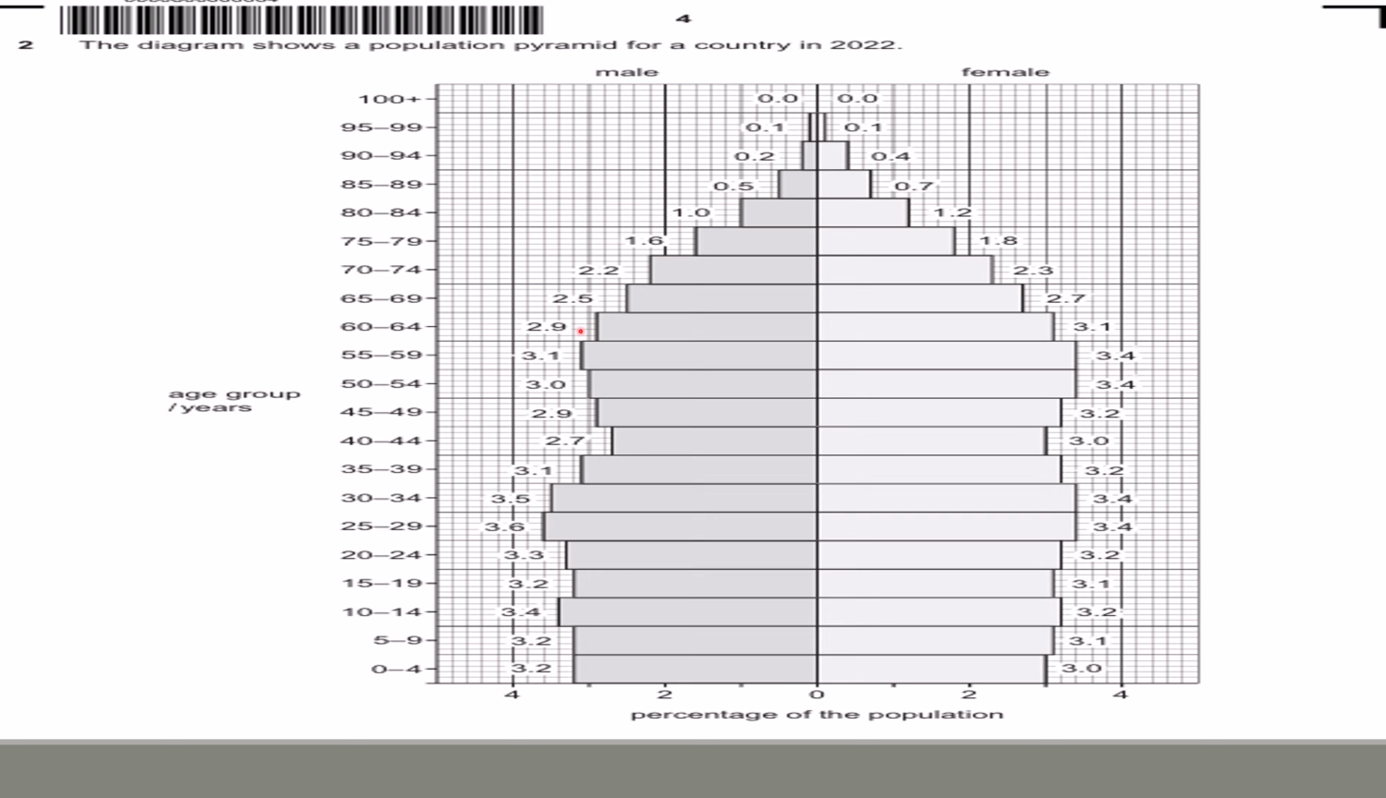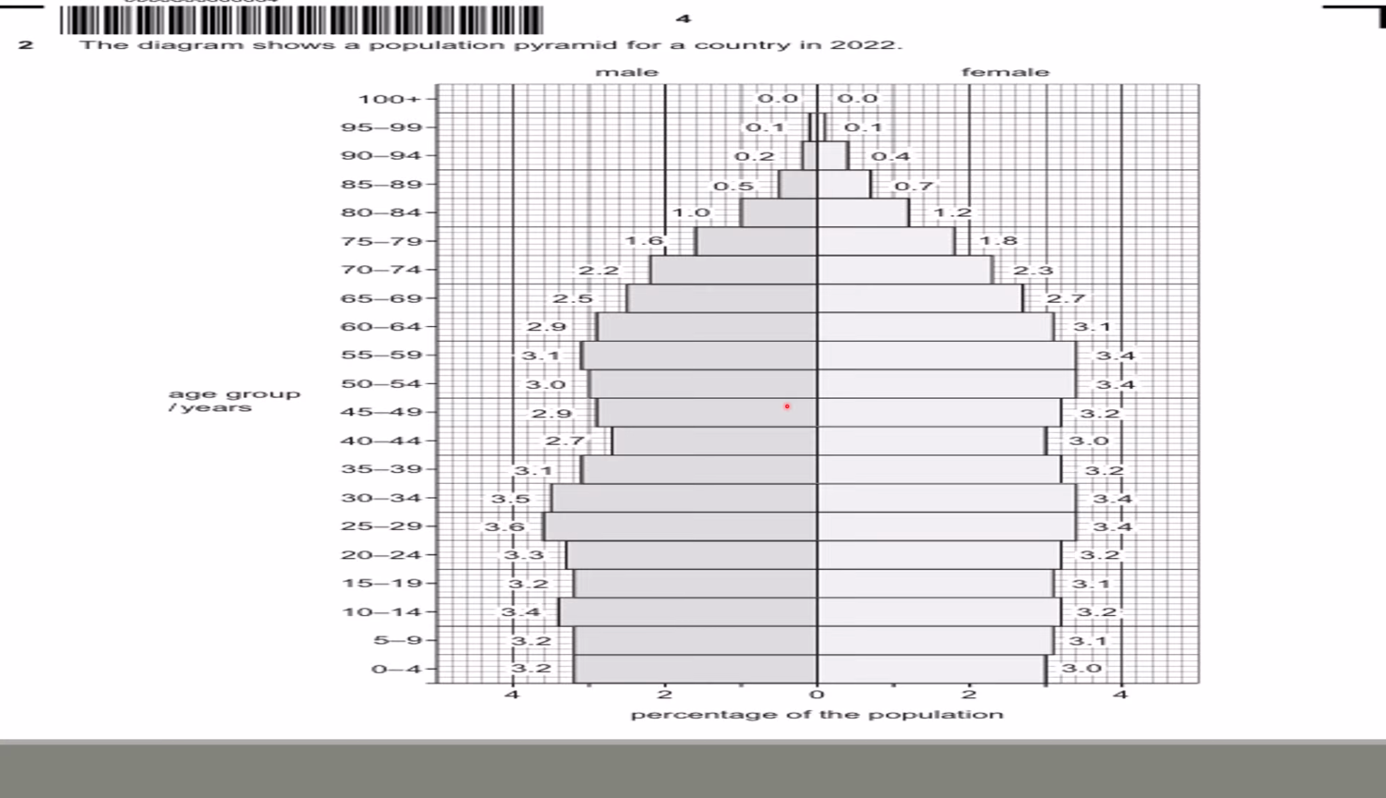So this question says, as we already read, the diagram shows a population pyramid for a country in 2022. This means the data is recent. We must describe what the pyramid shows, not what we think. All answers must be based on the diagram values.